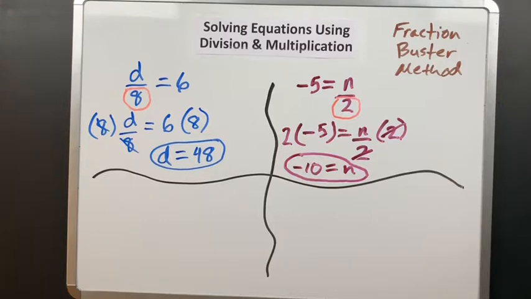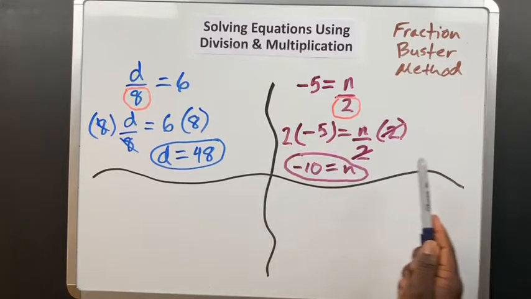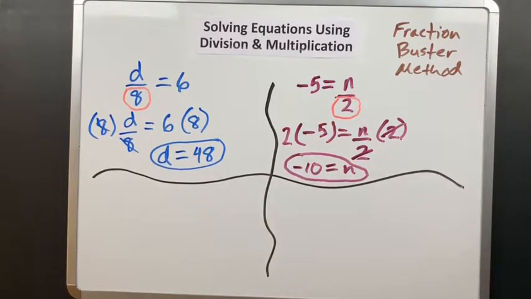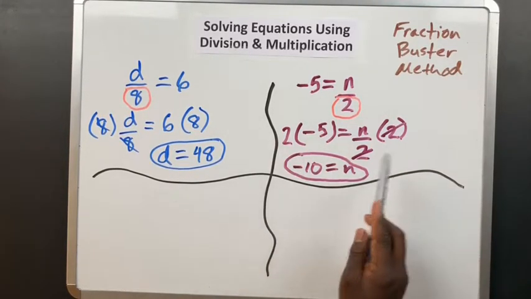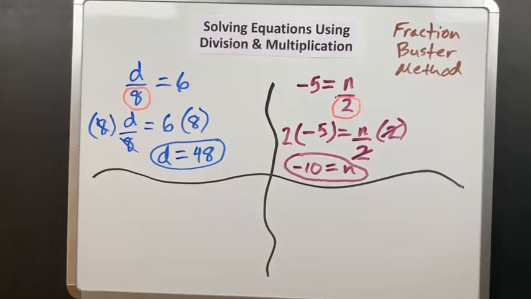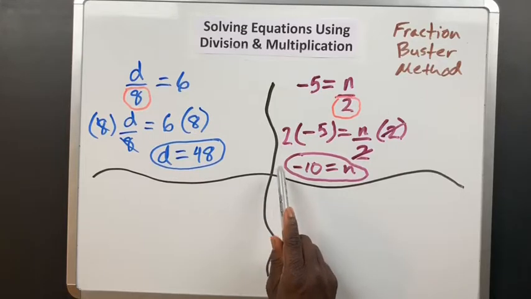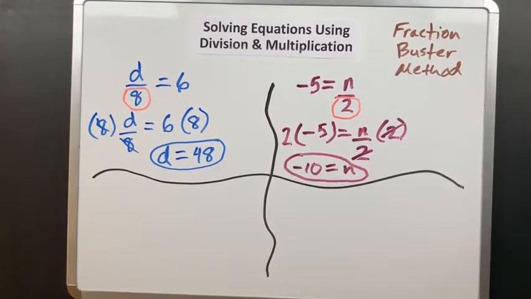In this case, our strategy was, of course, using the fraction buster. And because we had to multiply both sides of the equation by the fraction buster, in this case, we used the multiplication property of equality.